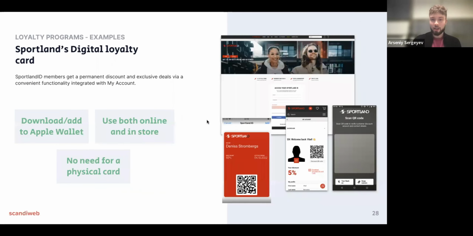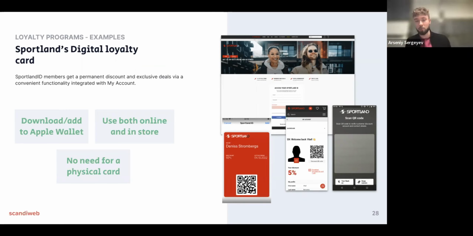Right. Then we also have an example of a program that we worked with. That's one of our clients, actually our biggest client. We have a digital loyalty card here called Sportland ID. The idea is that the person who enrolls in the program gets a permanent discount. They also have some exclusive deals by having this convenient functionality integrated into my account. So you create an account, you have a QR code there that you can show at the shop, so it's an omnichannel experience.